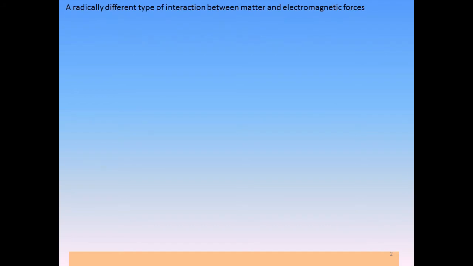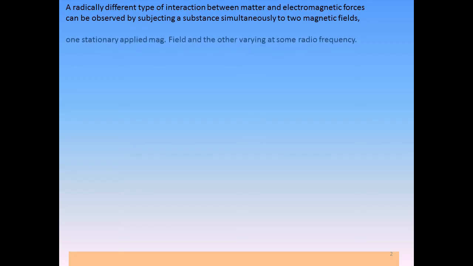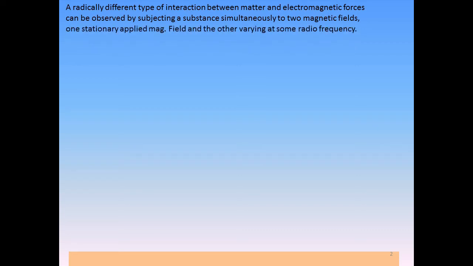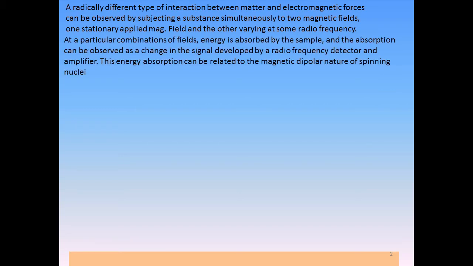So radically different types of interaction between matter and electromagnetic forces can be observed by subjecting a substance simultaneously to two magnetic fields: one stationary applied magnetic field and the other a radio frequency of varying frequency range. At a particular combination of these fields, energy is absorbed by the sample, and the absorption can be observed as a change in the signal developed by the radio frequency detector and amplifier. This energy absorption can be related to the magnetic dipolar nature of the spinning nuclei.